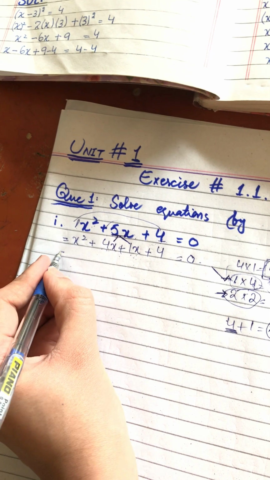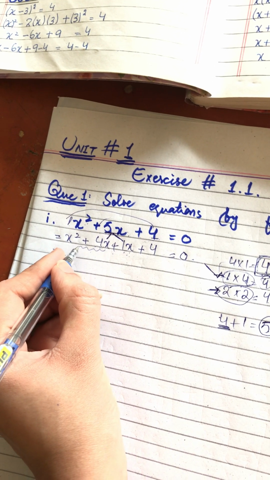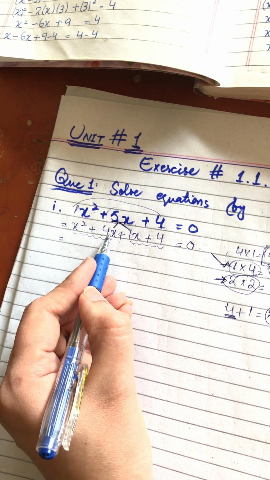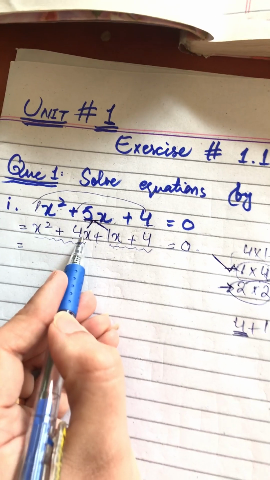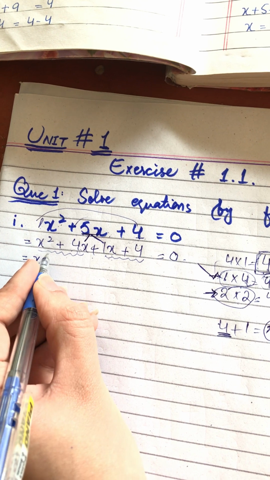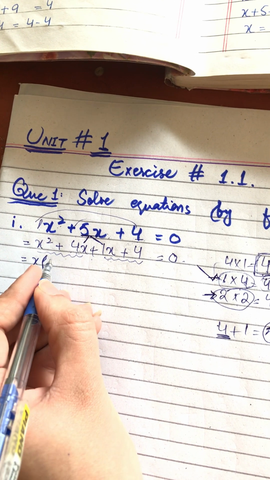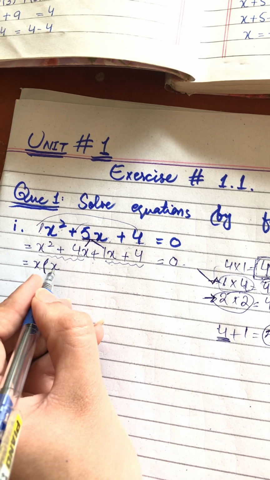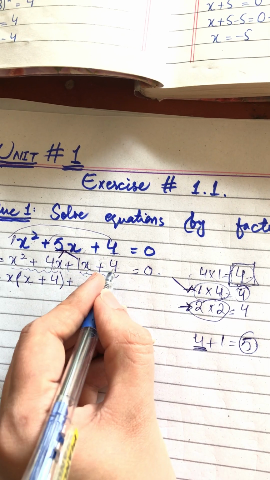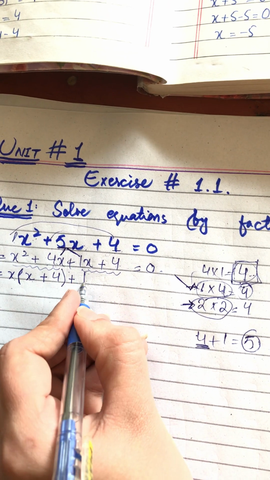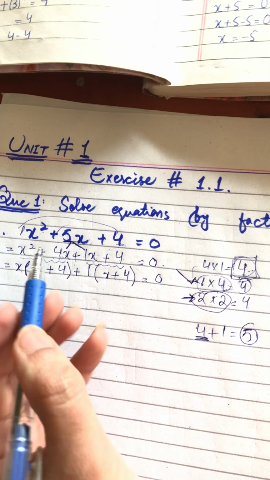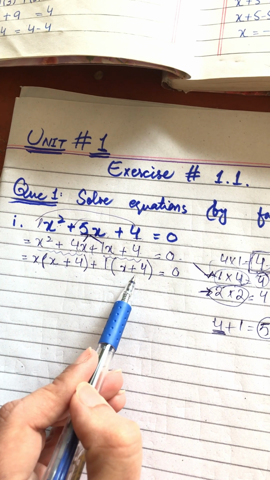So now in the next step, we will do pairing. Pairing of this and this. In these two terms, we will take a common factor. You can see that x is common in x square plus 4x. So here x is common, and what is remaining? x. 1x is left, plus 4. In these two terms, nothing is common, so we can write just 1, and x plus 4 will be as it is, equals to 0.